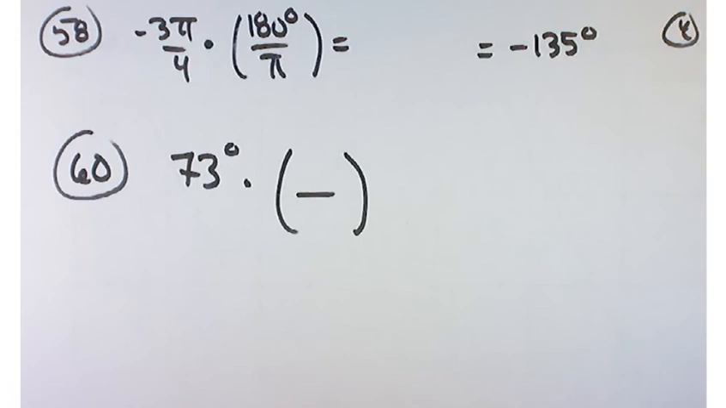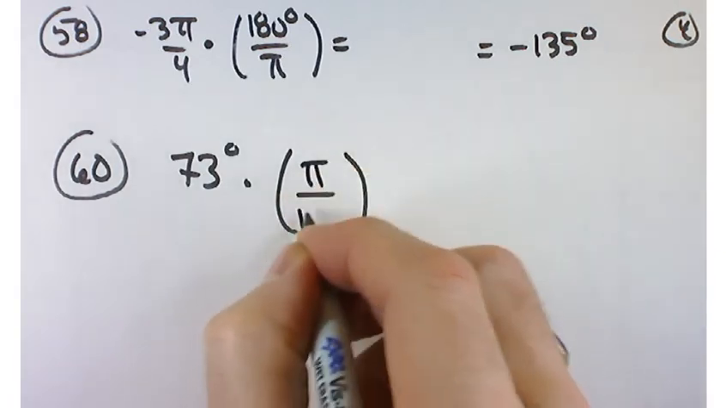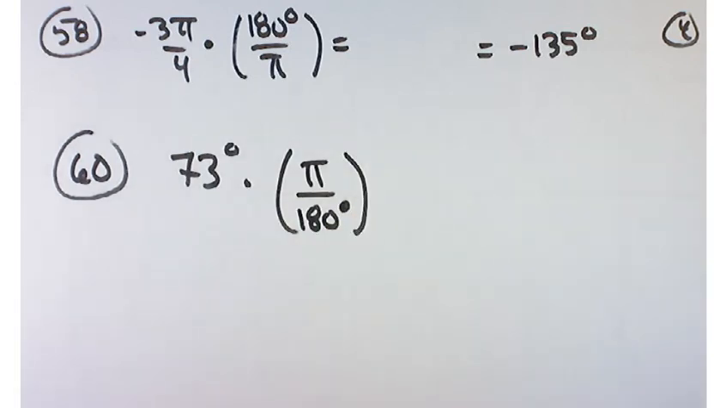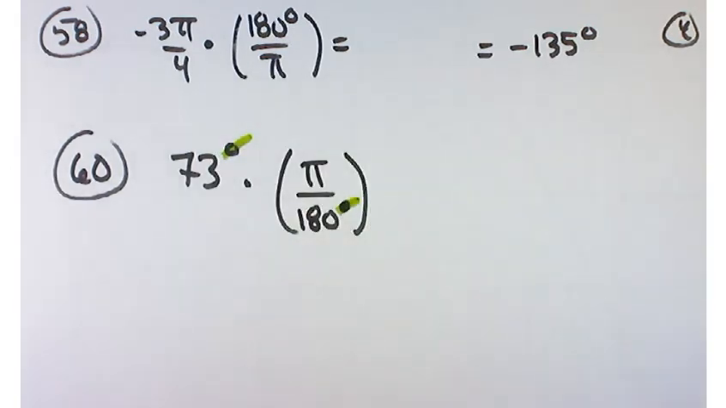You could, but I would just keep it simple. I would just do the pi over 180 still. What you said is not wrong, but it seems to me to be a little bit more work. So I'm going to just stick with pi over 180. What cancels here? Not just the degrees, right? The rest of it, you're going to have to do on your calculator.